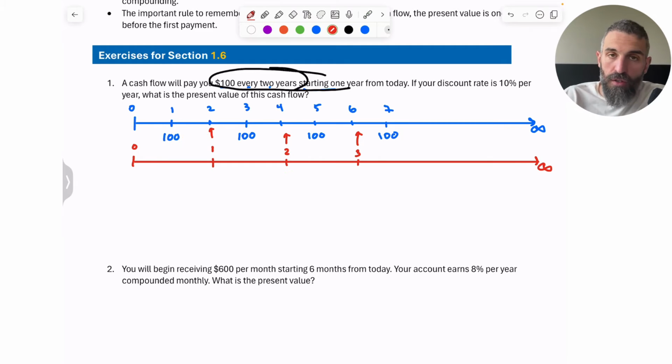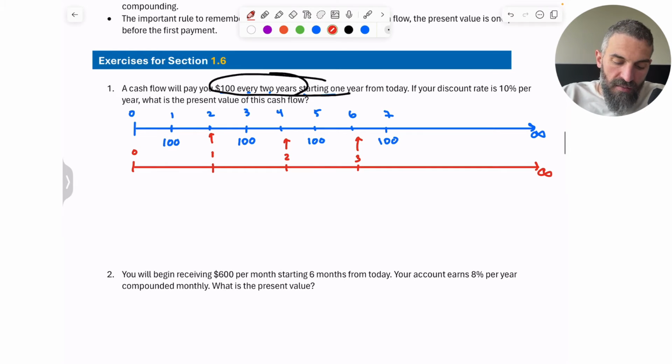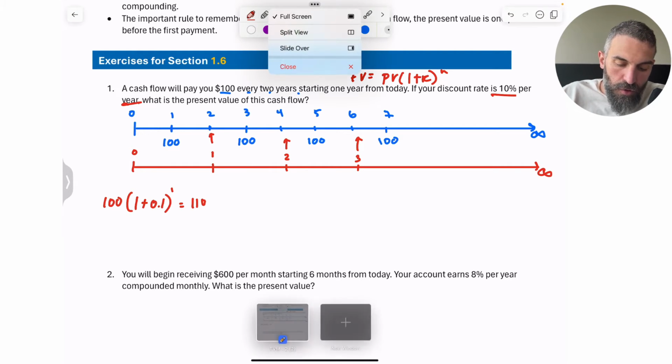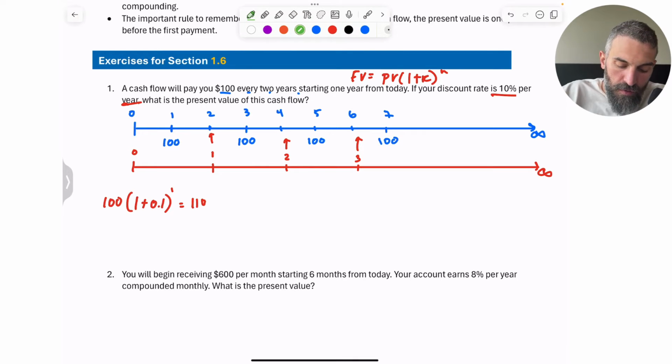So how do we move it? Well, you move it with your basic future value formula. We have a 10% discount rate per year. So I'm going to start by taking my $100 and adding 10% to it. The formula I'm using is my basic future value: future value equals present value multiplied by 1 plus the rate to the n. So that would be 110. And effectively what you've done here is you've moved it forward. So now it's as if it was at time 2.